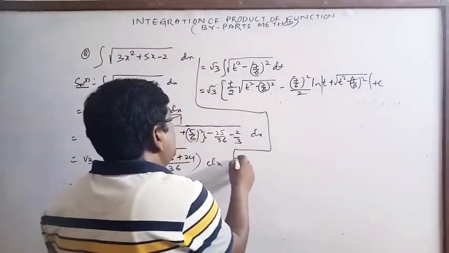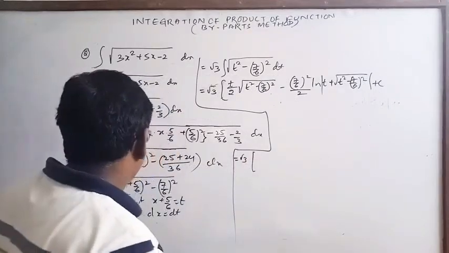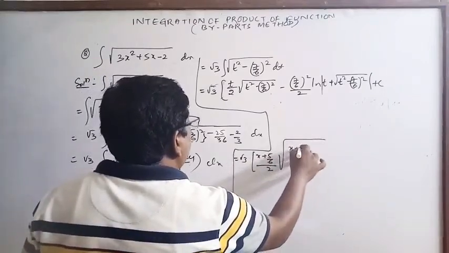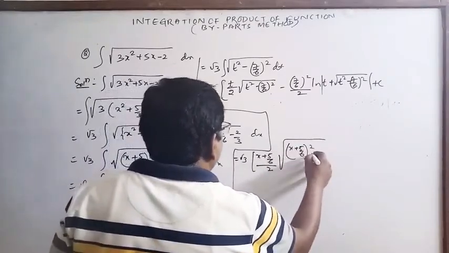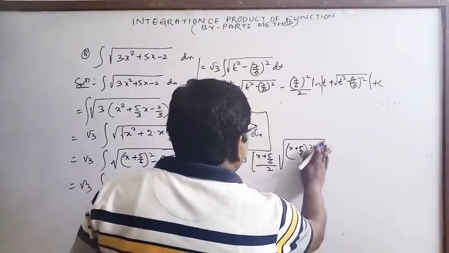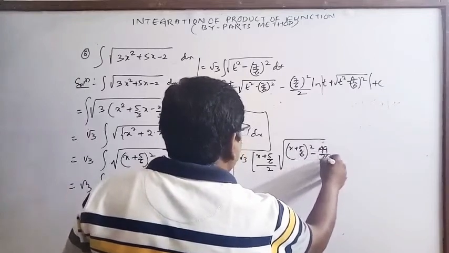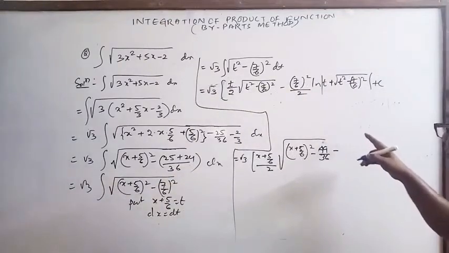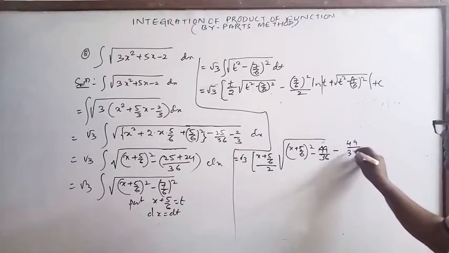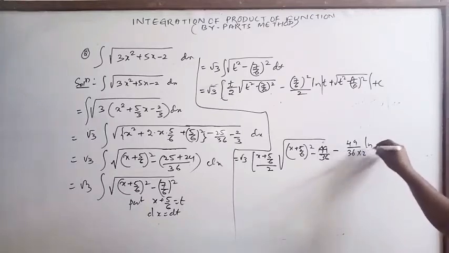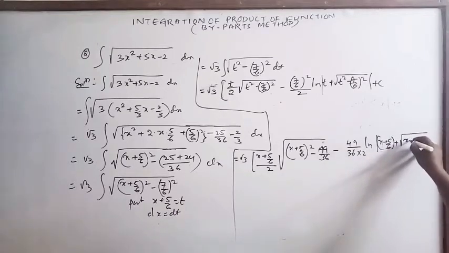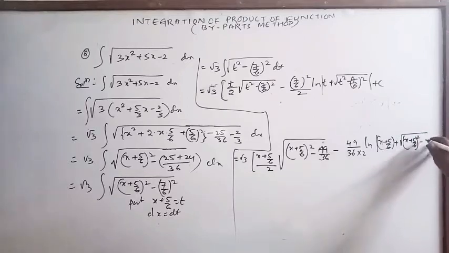So this is equal to root 3 into, t means x plus 5 by 6, by 2 root over t square, that means (x plus 5 by 6) whole square minus (7 by 6) whole square, that is 49 by 36, minus 49 by 36 into 2, log of x plus 5 by 6 plus root over (x plus 5 by 6) whole square minus 49 by 36 plus c. And simplify this.